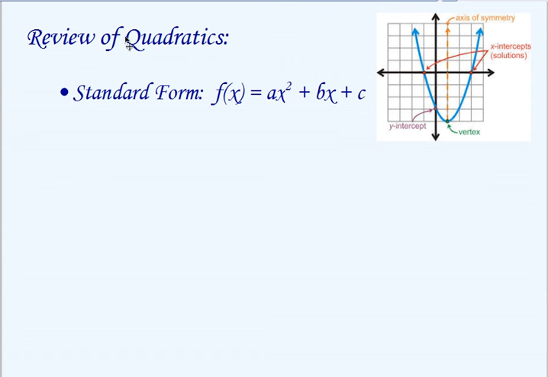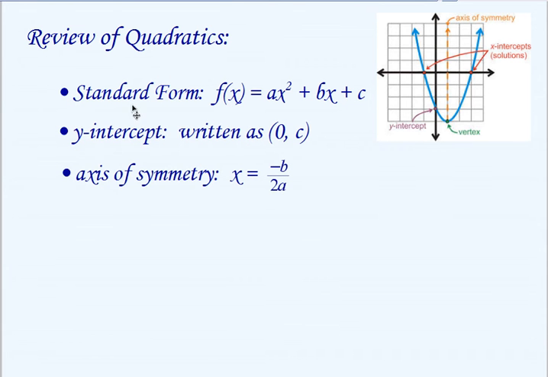So standard form, of course, f of x, or y sometimes, equals ax squared plus bx plus c. Our y-intercept comes from this value of c. If c is a positive 2, my y-intercept is at 0, 2. If c is a negative 3, my y-intercept is at 0, negative 3. Our axis of symmetry comes from the opposite of b over 2 times a.